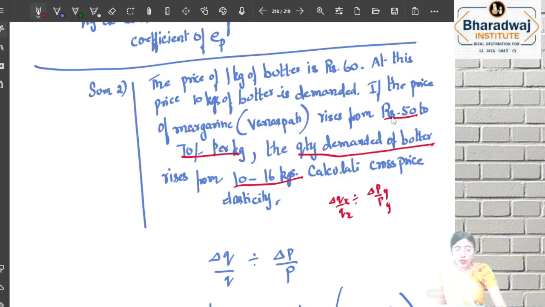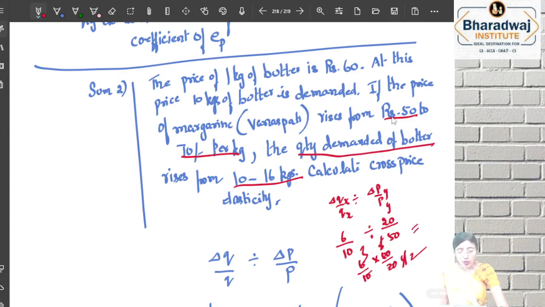Okay. Put the commodity. What is delta QX now? Delta QX is 6 by 10. Very good. Divided by, what is delta P? 20 by 50. So now I do 6 by 10 into 50 by 20, isn't it? So you can do this 1 and 5, and 1 and 4 and 3 by 2. So the answer is 1.5.